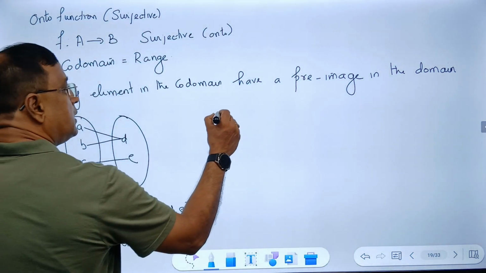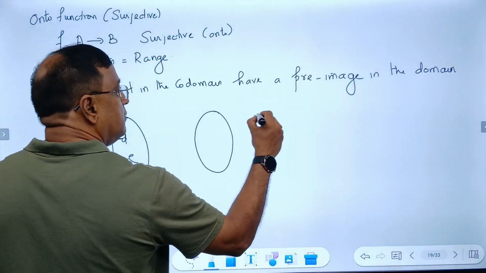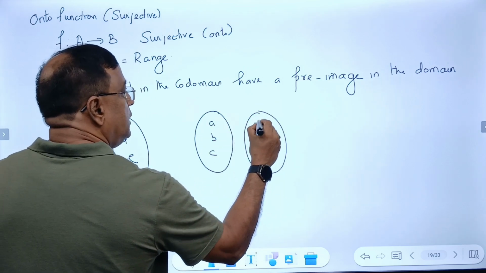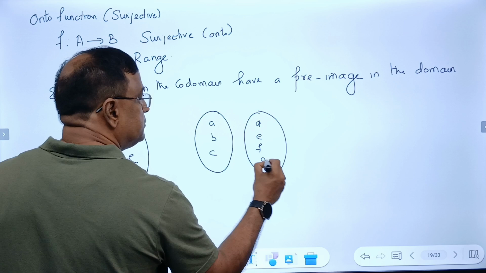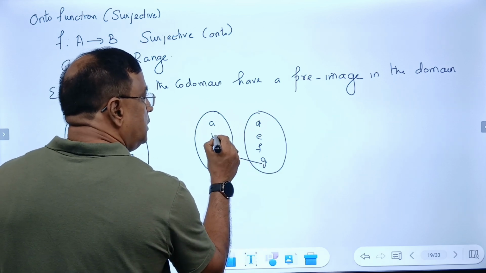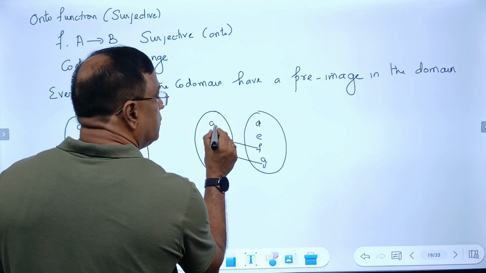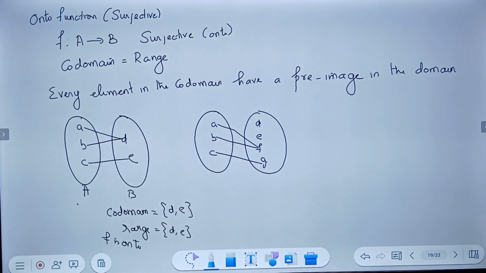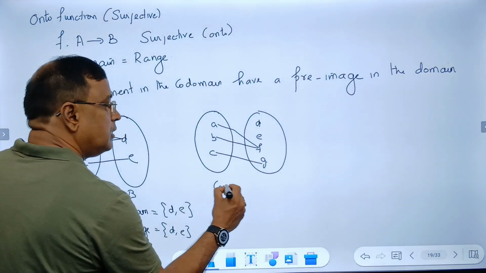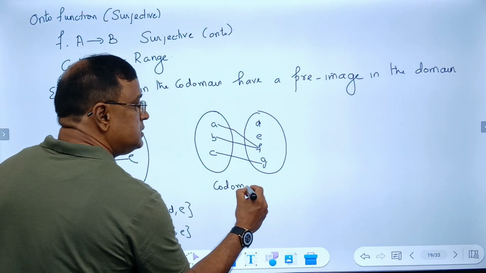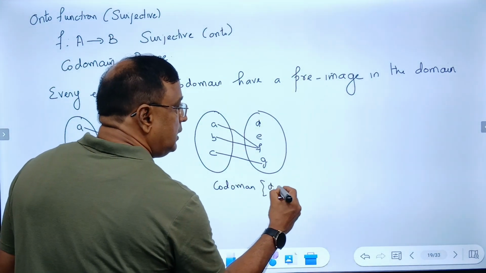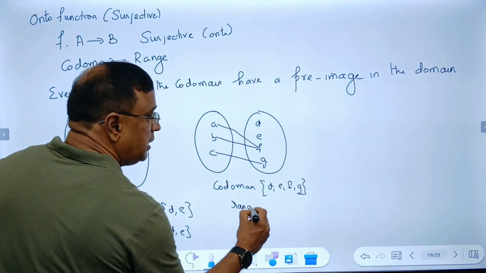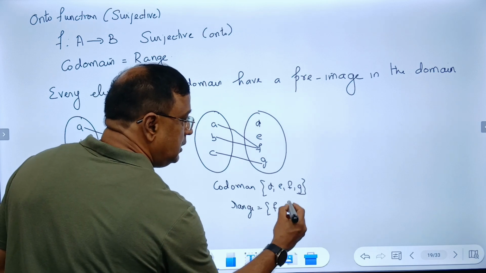Now, let's take a diagram. Say A, B, C, D, E, F, G. A goes to this, B goes to F, C goes to, for example, this. Okay, no problem. So what is your codomain? Codomain is D, E, F, G. And what is my range? My range is F comma G.